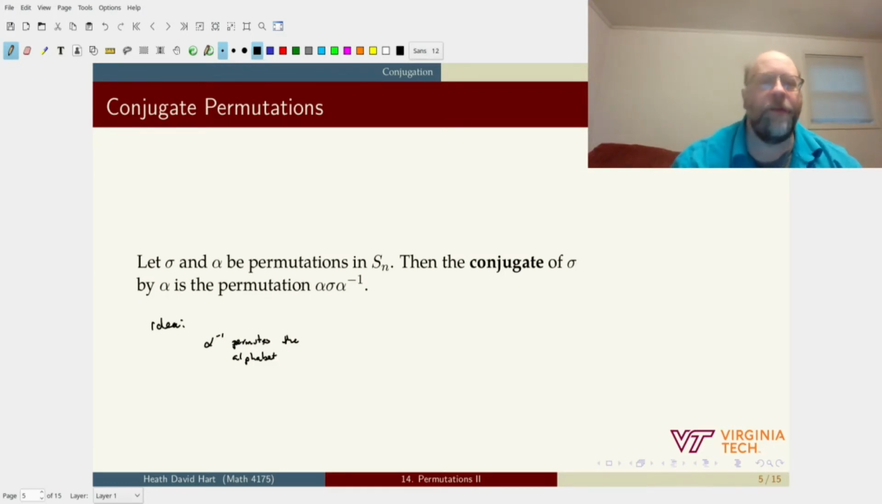So this is a permutation of the alphabet that is relevant to the problem we're trying to solve. So we're sorting the alphabet in a way that makes sense for what we're trying to work with. And then we want to see what sigma does inside that permutation. Sigma now operates on the permuted alphabet.